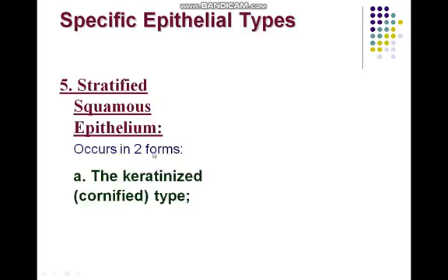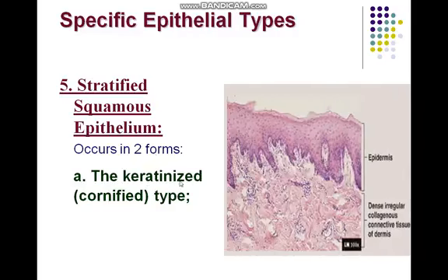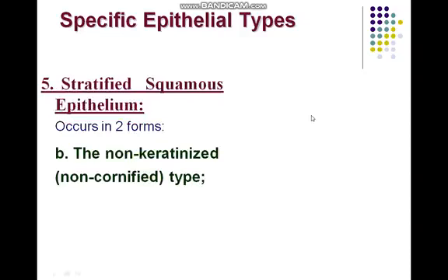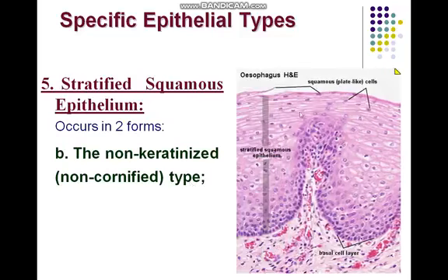Stratified squamous epithelium has two forms. Either keratinized, which is found in the skin. Here we have the epidermis of the skin covered by stratified squamous keratinized epithelium. Here the keratin layer is characterized by the presence of dead cornified epithelial cells. Or non-keratinized stratified squamous epithelium, which is found in the lining of the esophagus, the oral cavity, or the anal canal, in which the stratified squamous epithelium is devoid of a keratin layer.